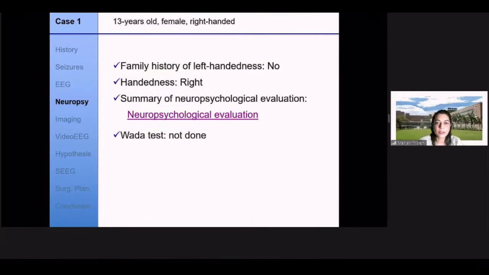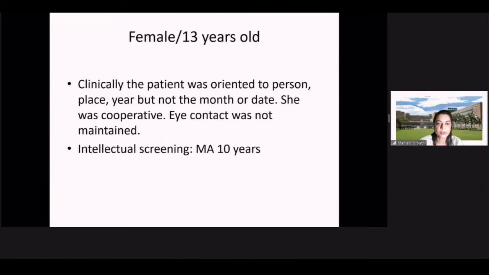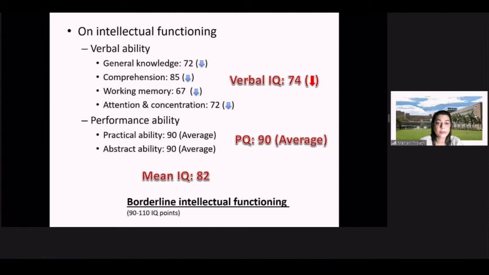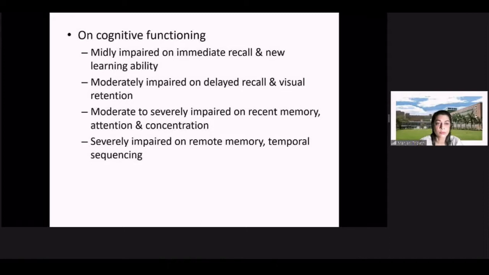She was right-handed, and she had a neuropsychology evaluation done before getting her into the video EEG, and she was oriented to time and person, but month or date she was not able to say, and she made eye contact. Her mental age was 10 years. She had reduced general knowledge, reduced comprehension, reduced working memory, reduced attention and concentration. And her performance ability was average. So she had borderline intellectual functioning, which is one of the reasons that the parents may have just not sent her to school, because they would have found her difficult to cope with the studies.